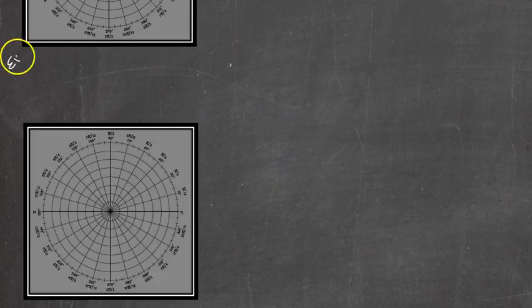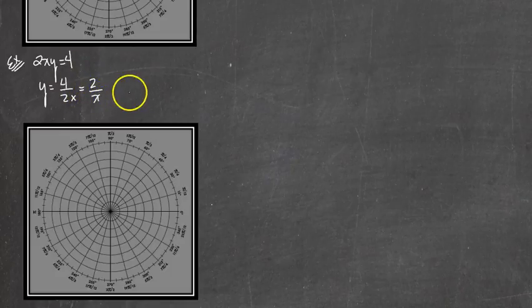So now we want to graph 2xy = 4. We'll graph in rectangular and then convert to polar. To graph in rectangular, we solve for y and simplify, and we recognize this as a parent rational function. The horizontal and the vertical axes are both asymptotes, and the graph itself looks like that.